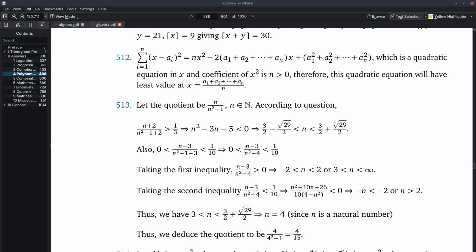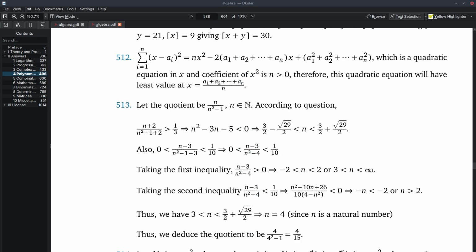So we get this limit: 0 less than (n minus 3) by (n square minus 4) less than 1 by 10. So we take the first inequality, (n minus 3) by (n square minus 4) greater than 0. So you solve this, you get minus 2 less than n less than 2. How do we get this? So let's assume that if we solve this n square minus 4, then we get 2 roots, and we assume n is less than 3 here.